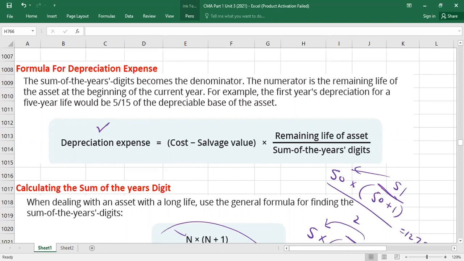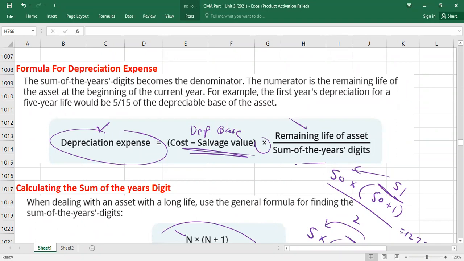Even if it's the sum of years digit method, you have to use depreciable base. And depreciable base, how do you get it? Cost minus salvage value. This is called depreciable base, right or wrong? And what I'm going to calculate is depreciation expense, by using which method? Sum of years digit method. So what is the formula? I need depreciable base, which is equal to cost minus salvage value, multiplied by remaining life of the asset, divided by sum of the years digit.